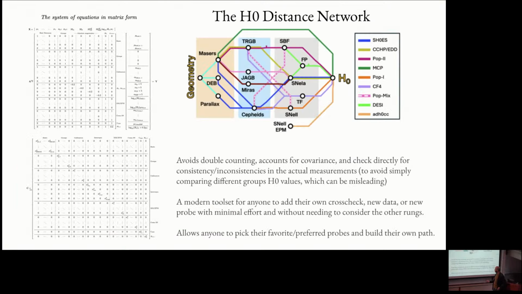And so that's one of the main goals of what we did, but really we developed a very clear formalism. It's essentially a system of equations that allows you to connect the relationships between all of the different rungs of the distance ladder and all the different probes in the different rungs of the distance ladder. It avoids double counting, it accounts for covariance, it allows us to check directly for consistency or inconsistency between probes without going to H naught, but looking at individual pieces of the network.